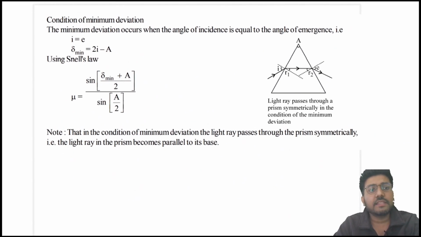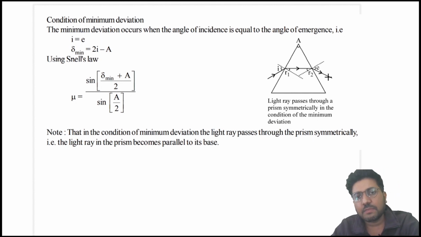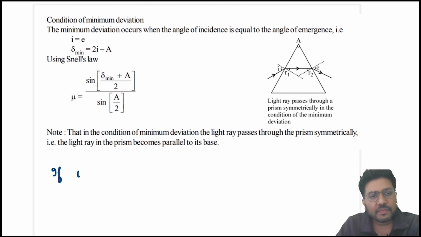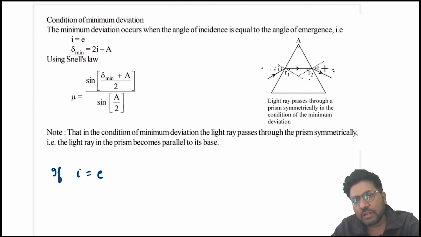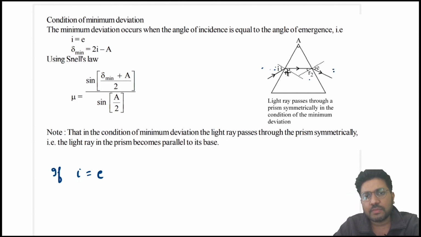But the next thing is, this is the most important thing, the condition of minimum deviation. See, you have to remember, again this is experimental. The deviation is minimum when I is equal to E. Listen carefully. If I is equal to E, then in that case, mu1 sin I is equal to, that is 1 into sin I is equal to mu sin R1, and mu sin R2 is equal to 1 into sin E. Now if I is equal to E, then R1 has to be equal to R2, right? From the two equations you will see, if I is equal to E implies R1 is equal to R2, and let it be R.